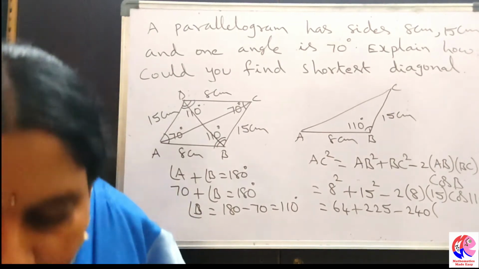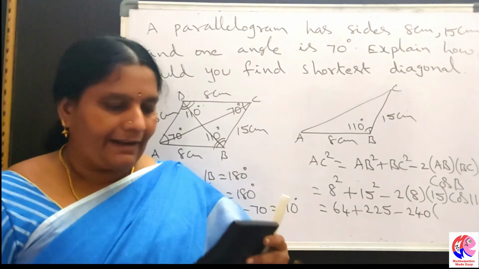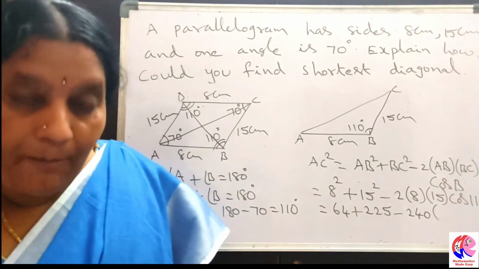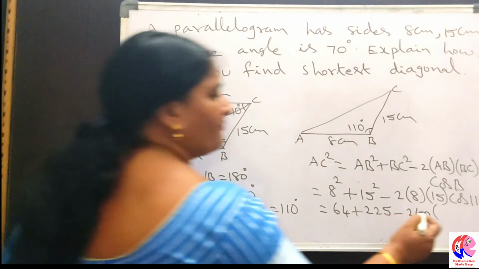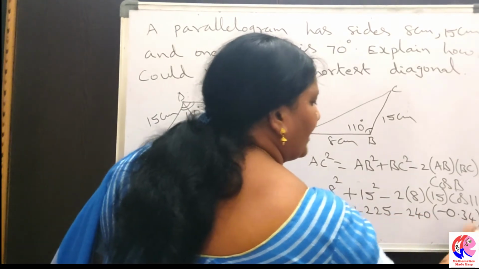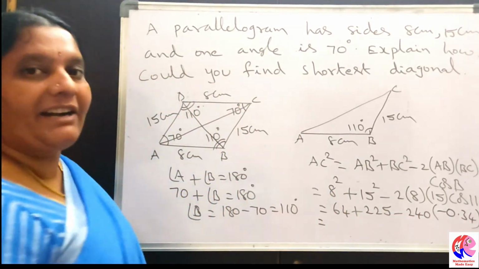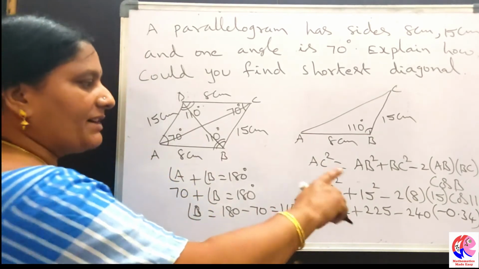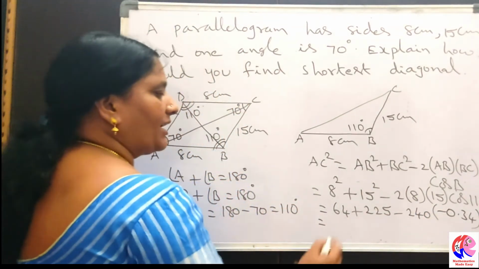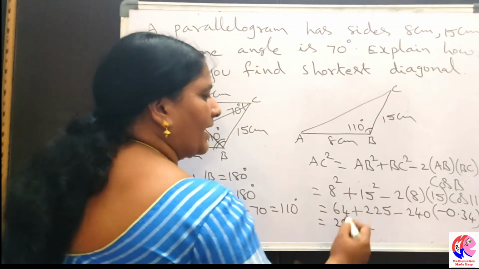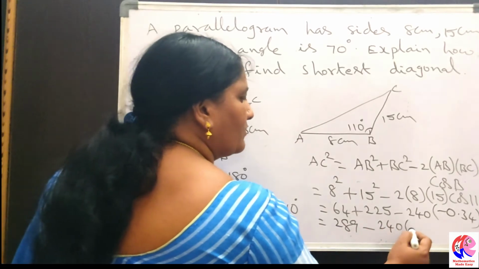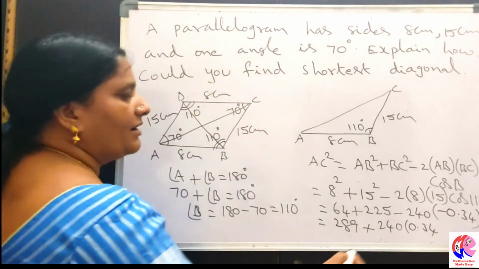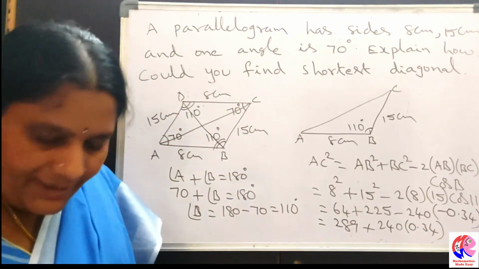We can find cos 110 degrees by using a calculator. So cos 110 degrees value is equal to minus 0.34. It is minus 0.34 because 110 degrees is in the second quadrant. In the second quadrant, cos is negative. So cos 110 degrees value is minus 0.34. Now it becomes 289 minus 240 into minus 0.34, minus becomes a plus. Now I will calculate this value here.